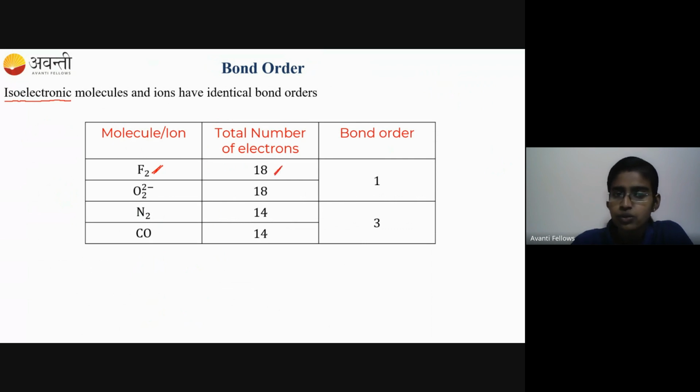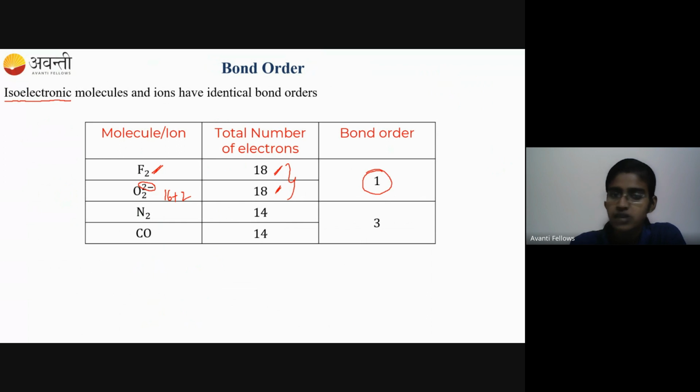So the total number of electrons is 18. And O2 2 minus: the atomic number of one oxygen is 8, so for two oxygen it is 16. Now this oxygen has gained 2 electrons, O2 2 minus, so 16 plus 2 is 18. So now these two are isoelectronic. They have the same number of electrons, so the bond order for both species is 1. Got it?